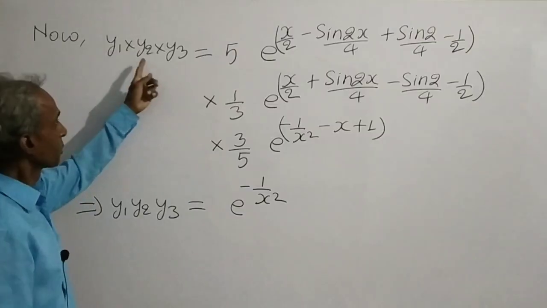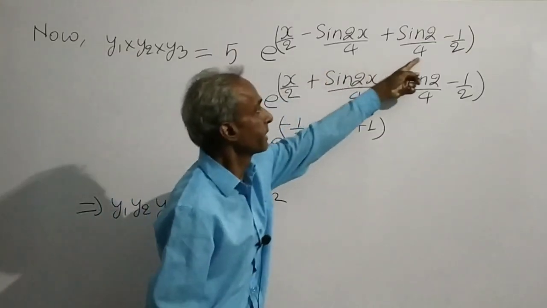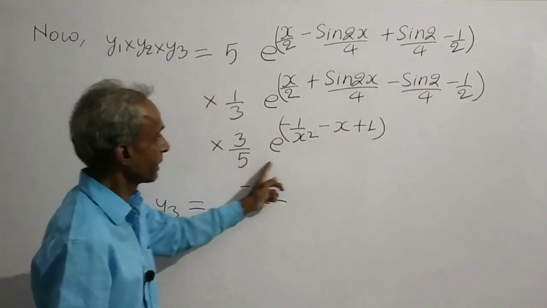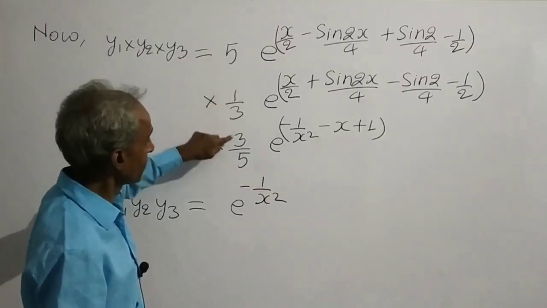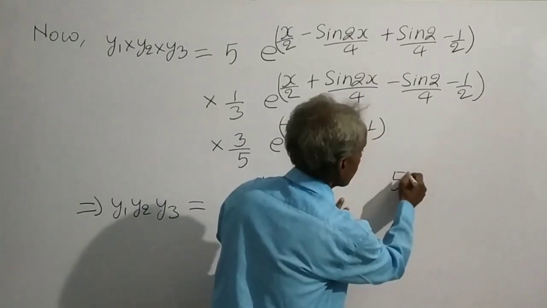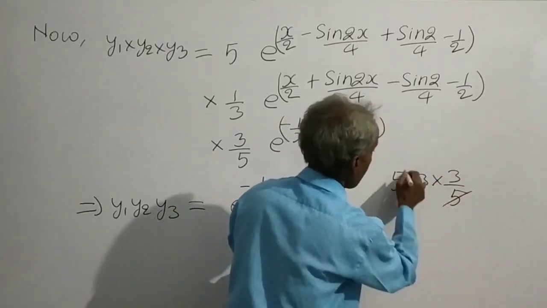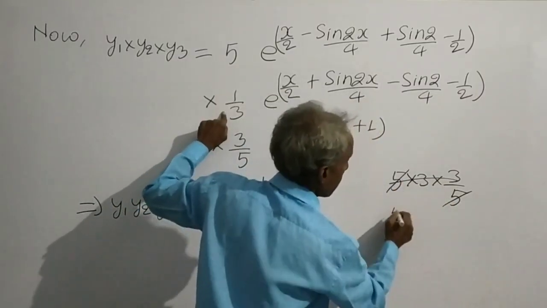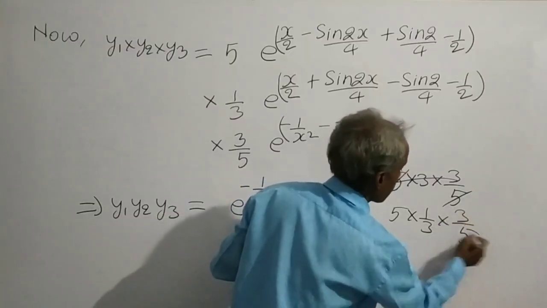y1 times y2 times y3 is equal to this times this times this. 5 times 1 by 3 times 3 by 5. 5 times 3 times 3 by 5. 5 times 1 by 3. 5 times 1 by 3 times 3 by 5.